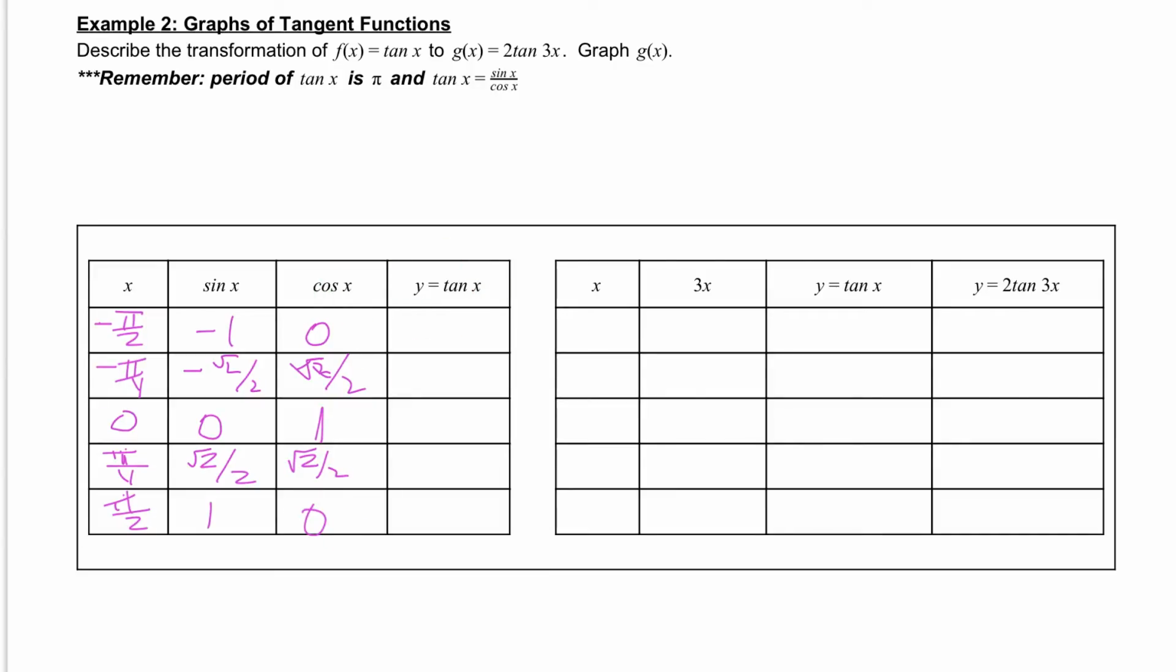So what's the tangent of these values? What's the tangent of negative pi over 2? Tangent is the sine divided by the cosine. So negative 1 divided by 0 is undefined. And it should be, because remember we said that's where our first asymptote is. Then negative square root of 2 over 2 divided by square root of 2 over 2 is going to give us negative 1. 0 divided by 1 is 0. Square root of 2 over 2 divided by square root of 2 over 2 is just 1. And 1 divided by 0 is undefined. Again, we said that this was our asymptote, so that should make sense.